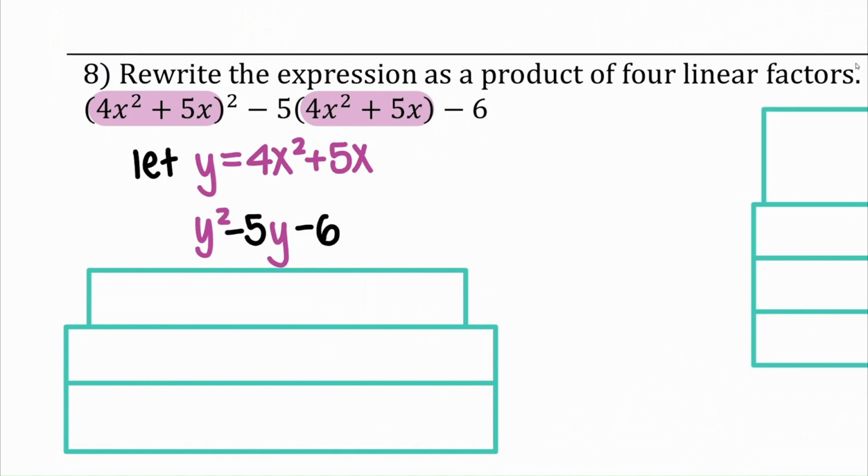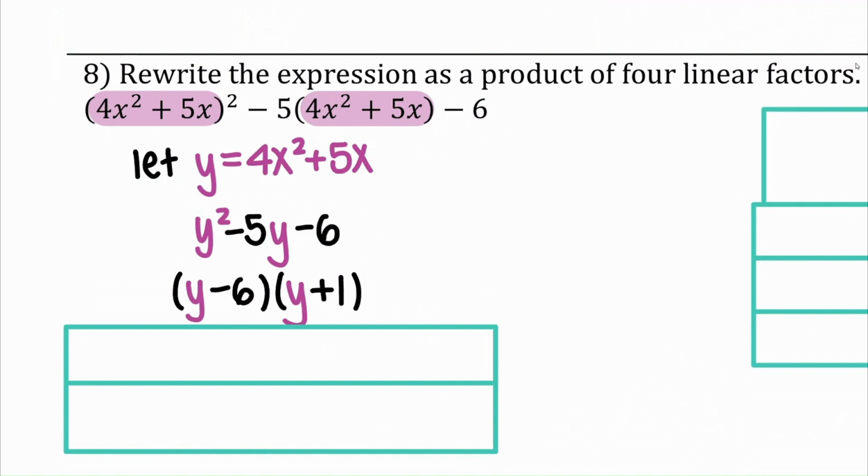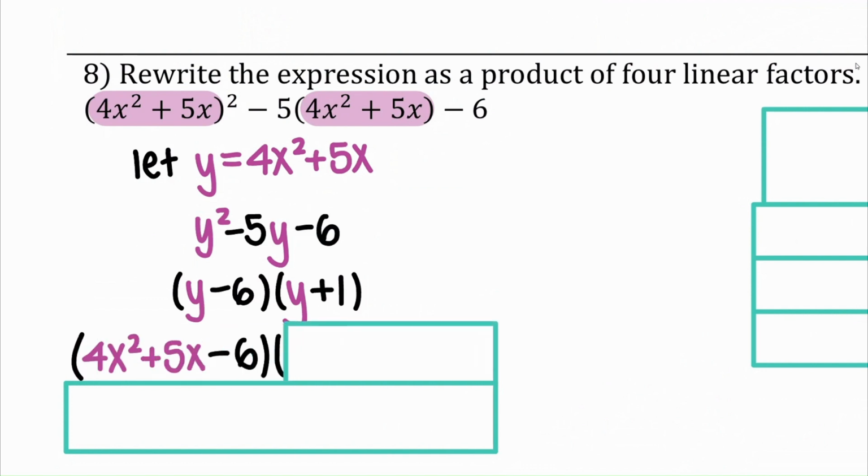From here we can see this looks like a pretty simple trinomial that we know how to factor. So we can factor this into y minus 6 times y plus 1. Now we can employ our substitution. Taking the value of y and substituting it back into these two expressions gives us 4x squared plus 5x minus 6 times 4x squared plus 5x plus 1. So that's what we have so far.